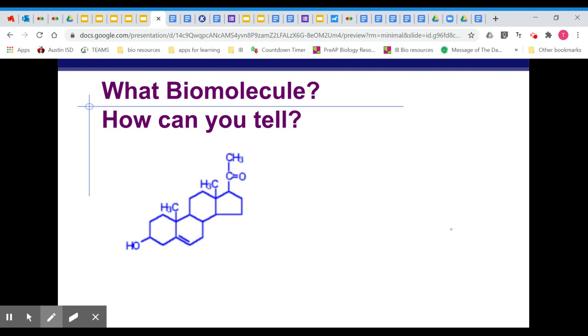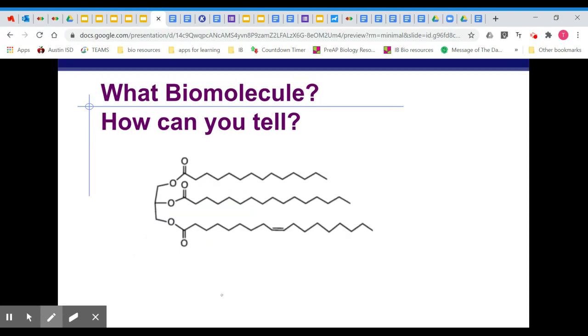So this one's a little bit trickier. I don't see any nitrogen. I only see carbon, hydrogen, oxygen. But I only see just 2 oxygens and a whole bunch of carbon and hydrogen. So this is likely a lipid. This is actually going to be a steroid molecule, but it is a lipid.